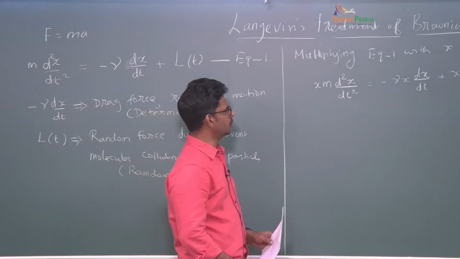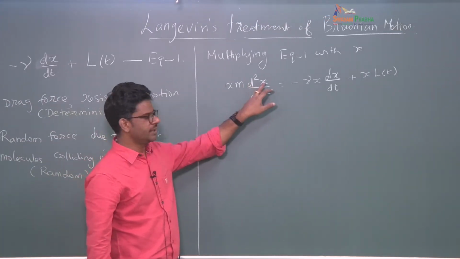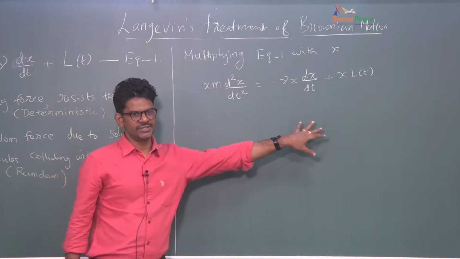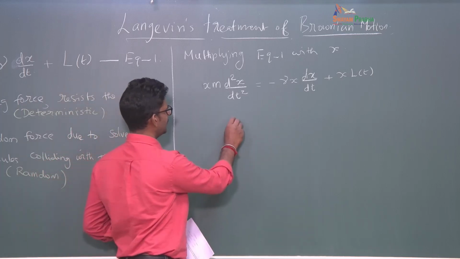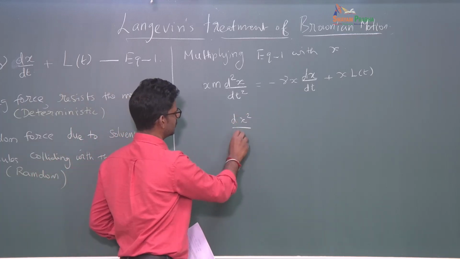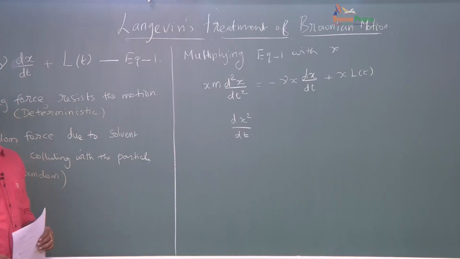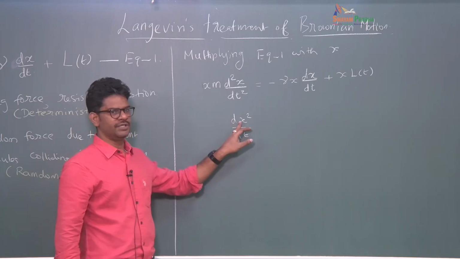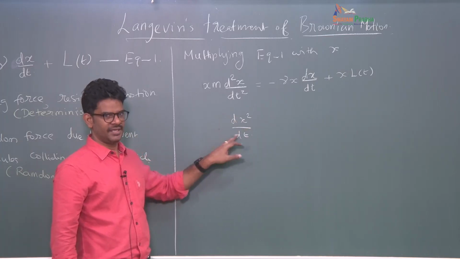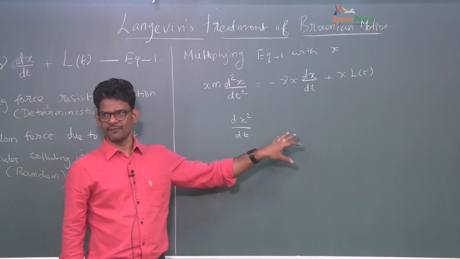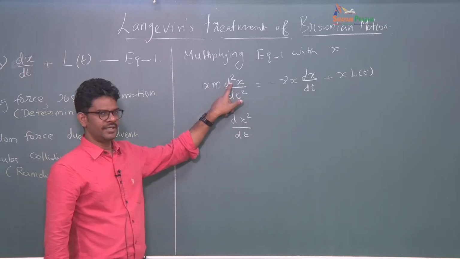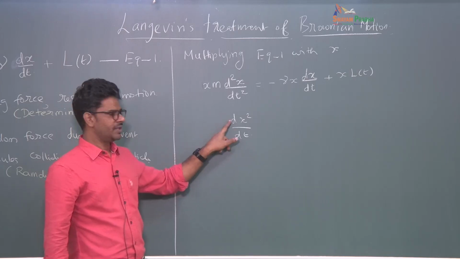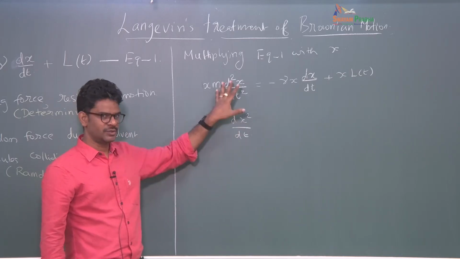Now here I have the second derivative with respect to x. But instead I want to convert this equation to have a term something like d x square by dt. Why I want this form is because it is a rate of change of the x square, and then I take the mean and I know what results I am looking for. So right now it is a second order derivative with respect to x, and I want to somehow write this in terms of first order derivative with respect to x square. So that's what I'm going to do now.